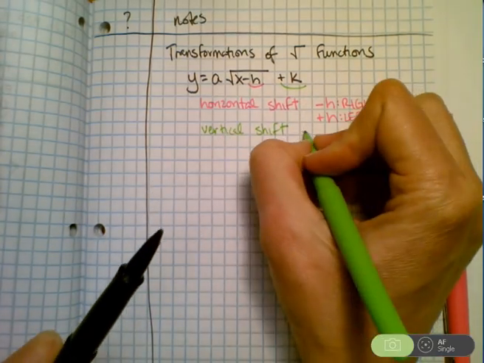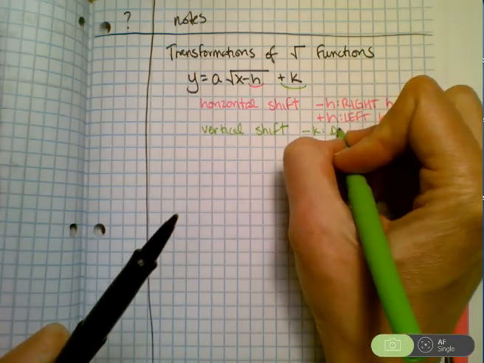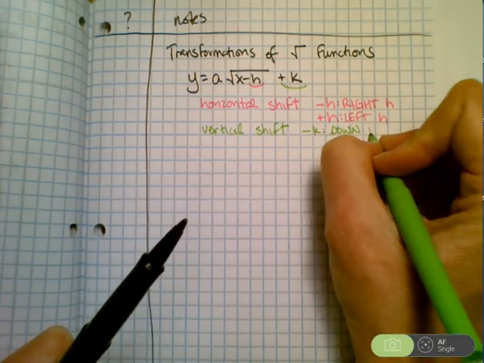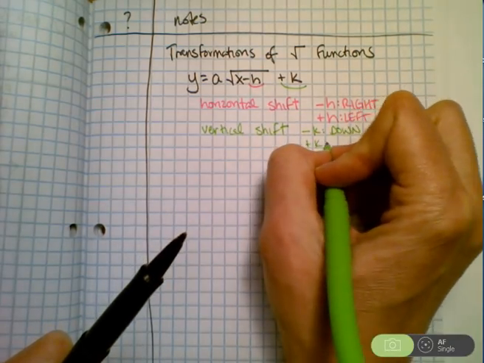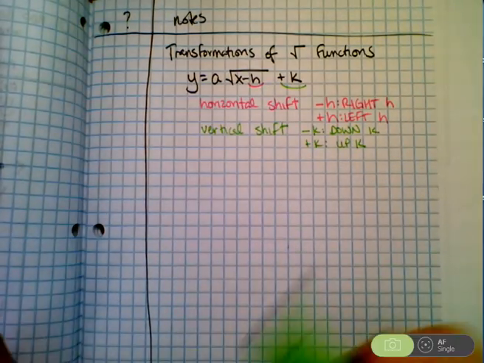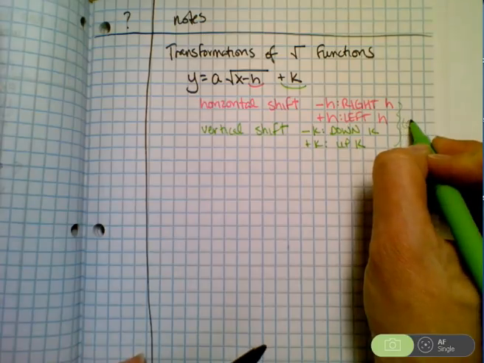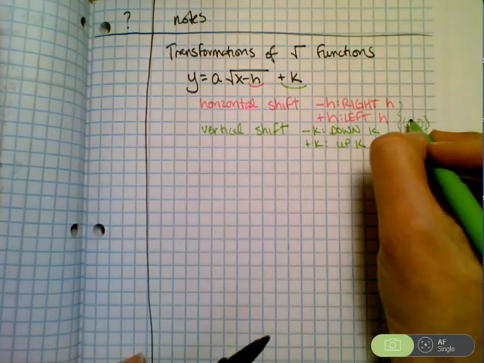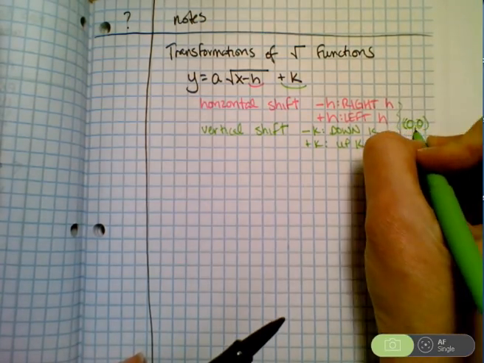If it's minus k, it moves down. I don't know why I did minus first. Oh well. If it's plus k, it moves up. And the point that you're really looking at when you're looking at these two things is that 0, 0 point.